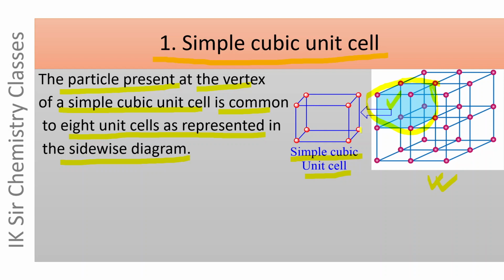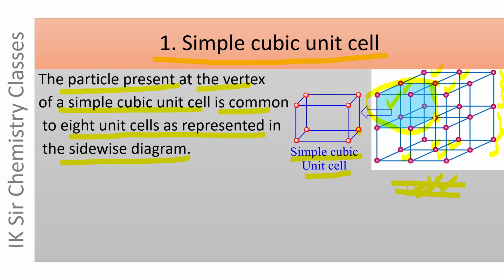Let us see this particle which is present here. This particle is common to 8 unit cells. This portion of crystal lattice consists of 8 simple cubic unit cells. 1, 2, 3 and 4 unit cells are present in the upper half of the diagram, while 1, 2, 3 and 4 simple cubic unit cells are present in the lower half of the diagram. Thus, this portion of crystal lattice contains overall 8 simple cubic unit cells.